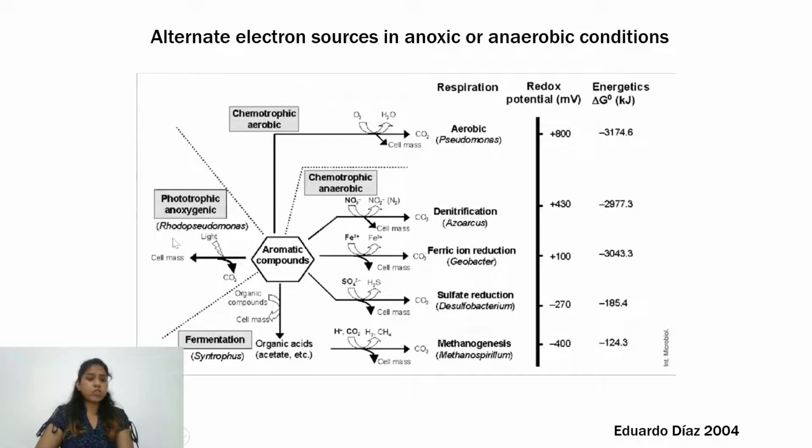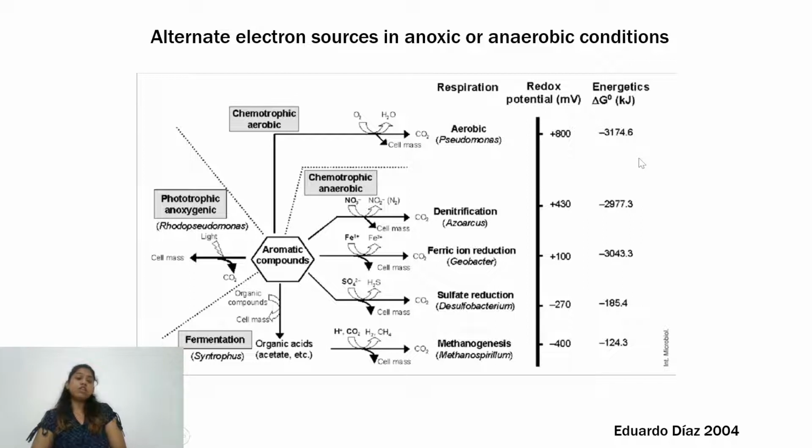Here we also see that Rhodopseudomonas is also helpful in converting, but this is a phototrophic and anoxic reaction. And Syntrophus is another bacterium which uses some organic compounds to convert them into organic acids. Both the electron acceptors and donors, as well as the byproducts, vary depending on which alternate electron source we are taking. And the energetics also varies depending on the free energy, and on which electron source is selected.